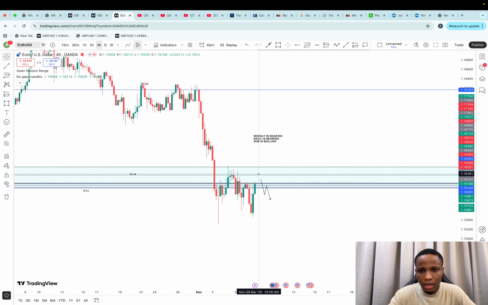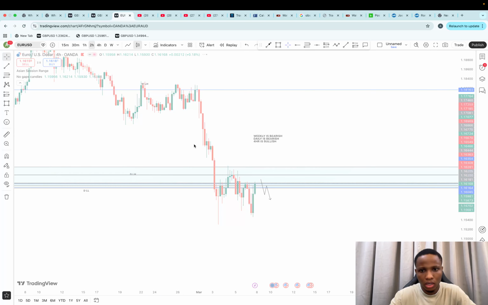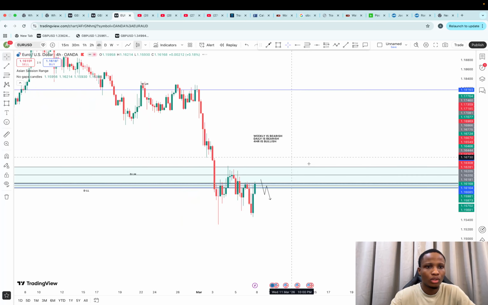So when I have that change the structure at this zone, the market breaks below, gives me a retest, I'll be looking to sell. But first of all, I want to see a change in structure on either the 2 hour or the 4 hour. These are lower low, these are lower high, these are higher high, higher low. So we are completely bullish on the lower time frame.